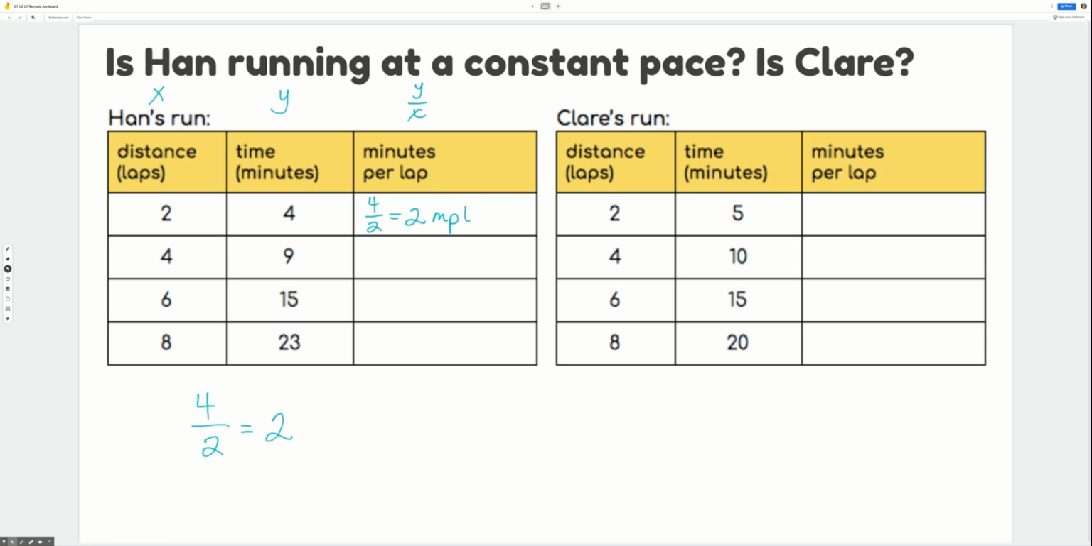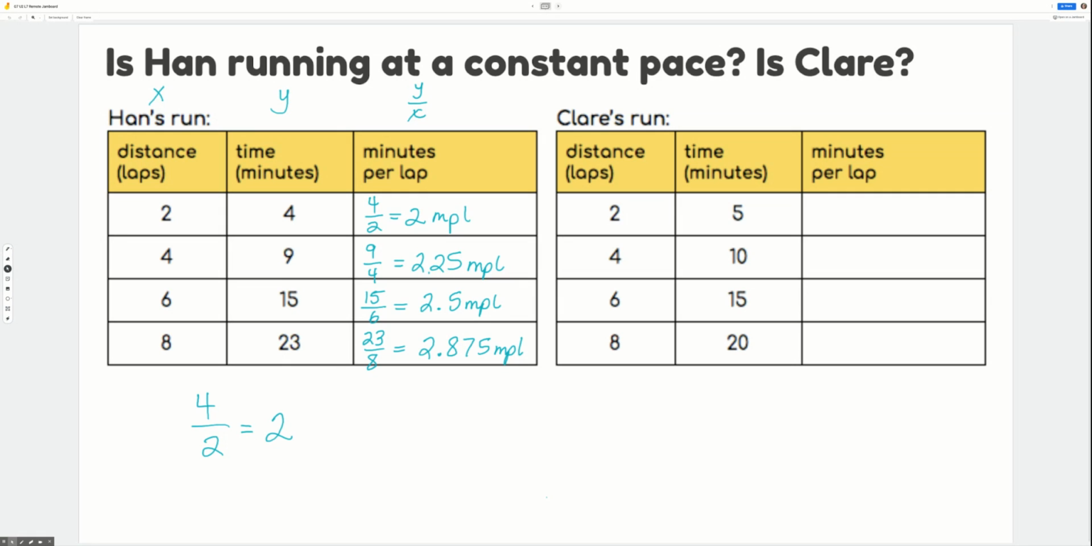Let's continue. We've got 9 divided by 4 gives us 2.25 minutes per lap. We'll continue with 15 divided by 6, and that gives us 2.5 minutes per lap. And then lastly, we've got 23 divided by 8, which again, all of our y over x's we're finding there, is he running at a constant speed? And we have 2.875 minutes per lap. Would you say that Han is running at a constant speed?